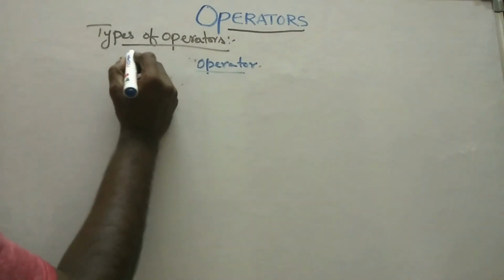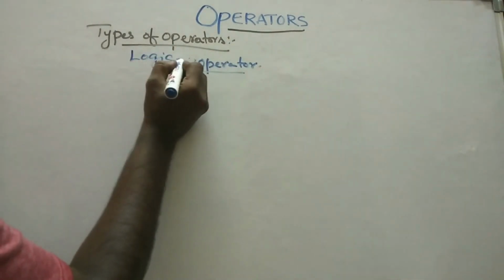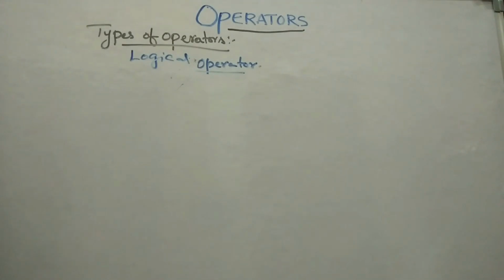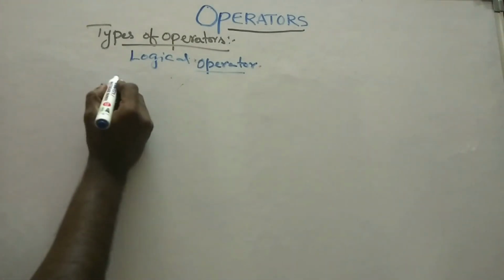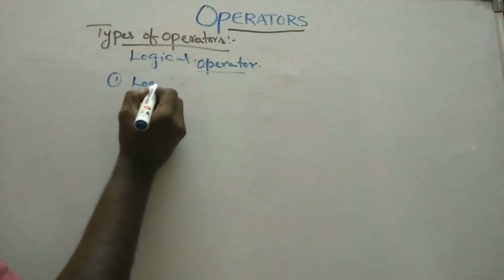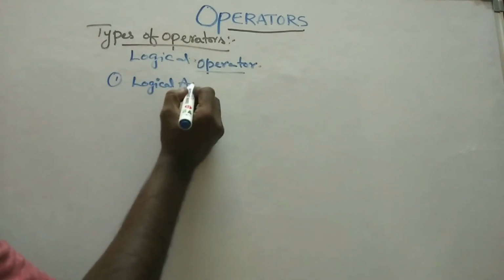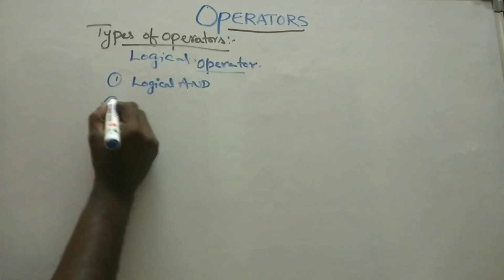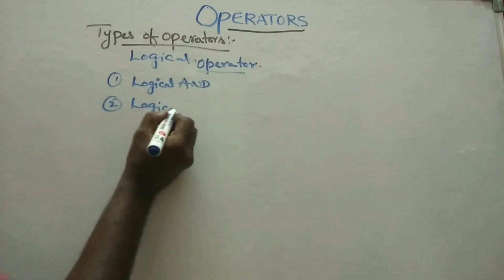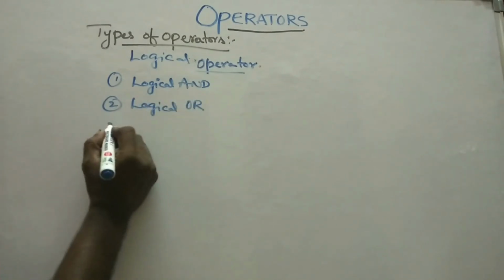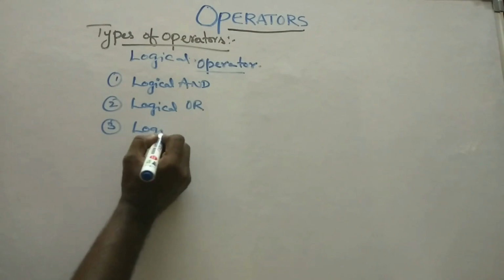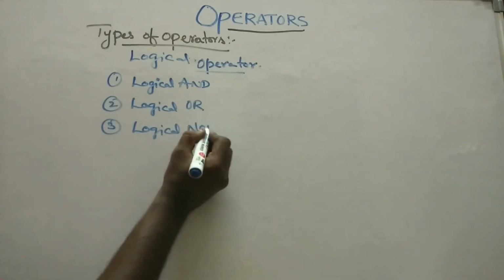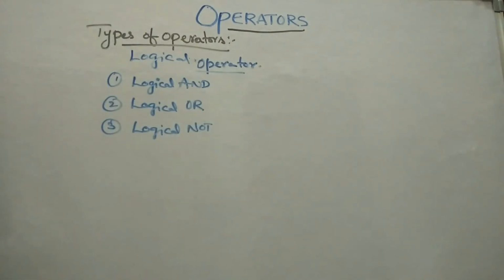What are the logical operators we have? The logical operators are logical AND, logical OR, and logical NOT. Right? Where can you use these logical operators?